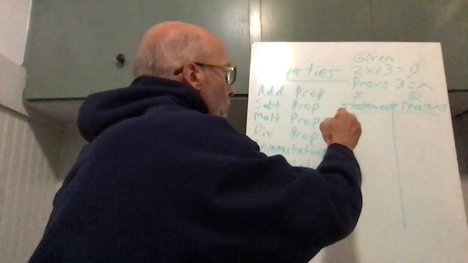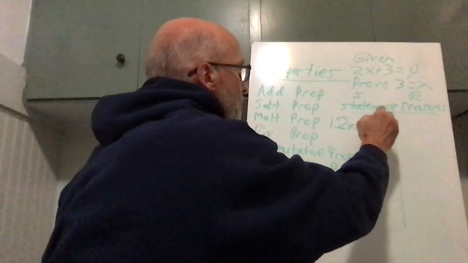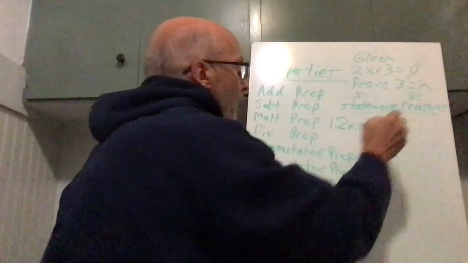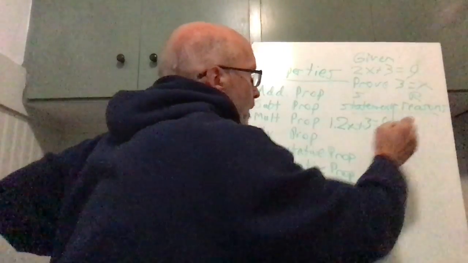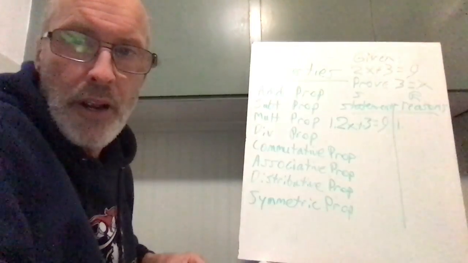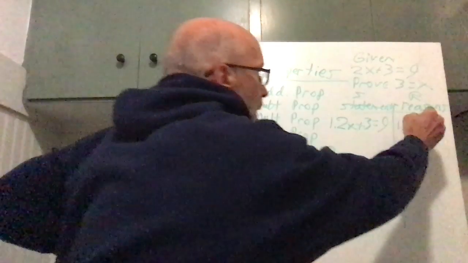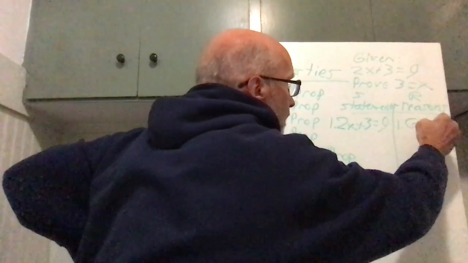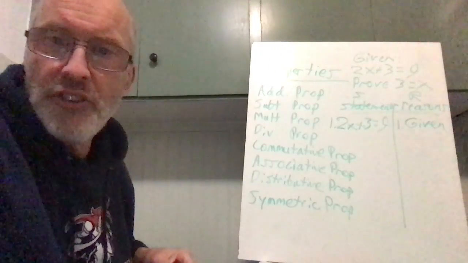So statement number 1, we're just going to write what they give us. 2x plus 3 equals 9. And the reason for that is, you don't have to think very hard. The reason for that is because they already gave it to you. So you just write given. That's what you're always going to start off with.